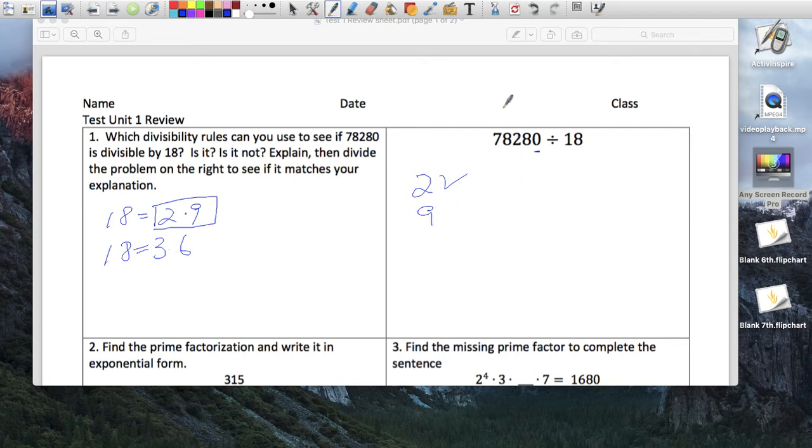Is it divisible by 9? Let's add all the numbers. 7 and 8 is 15, plus these 2 is 10, it's 25. Is 25 divisible by 9? No, so it didn't work for 2 and 9, so that means that it's not going to work for 18.